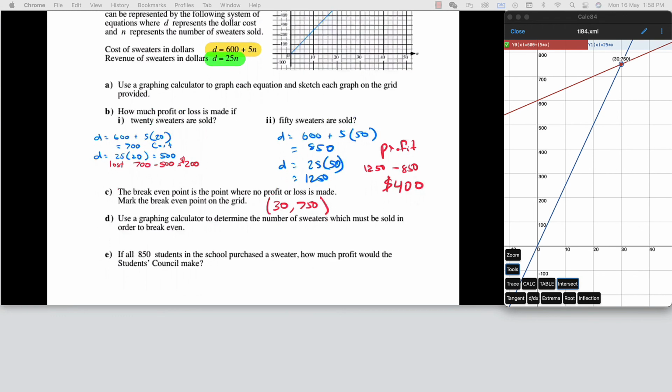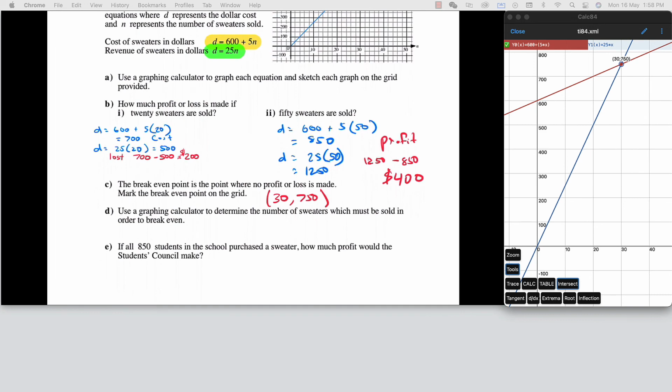Okay, and let's see, using a graphing calculator to determine the number of sweaters which must be sold in order to break even. Again, that is 30 sweaters. And if we were to do this math by hand, just to prove that, we would just take 600 plus 5 times the 30, which is going to be 600 plus 150, which is 750. And if we take the 25 and multiply it by 30, we're going to end up with 750.